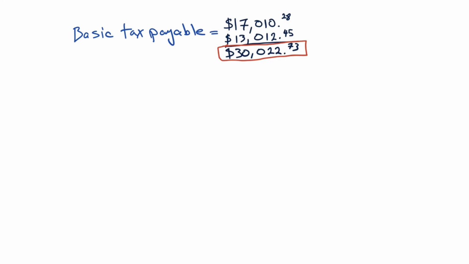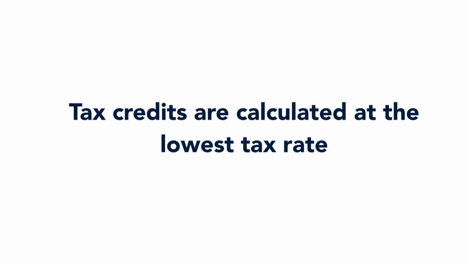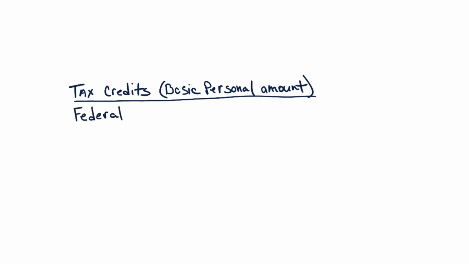So Emily's basic tax payable is the total of her federal amount and her provincial amount, which is $30,022.73. So the last step is to calculate Emily's tax credits and subtract that amount from her basic tax payable. Tax credits are calculated using the lowest federal tax rate and the lowest provincial or territorial tax rate. For example, the basic personal amount for federal income tax is $11,809.